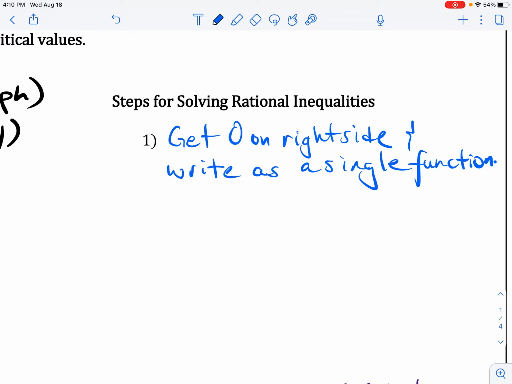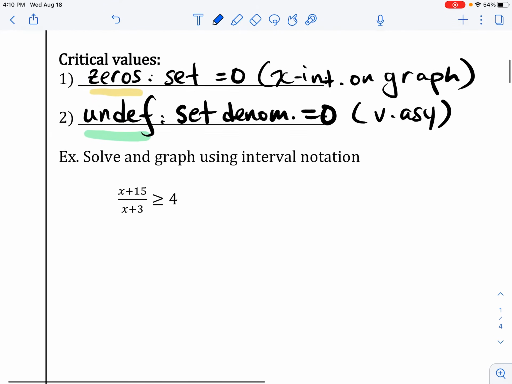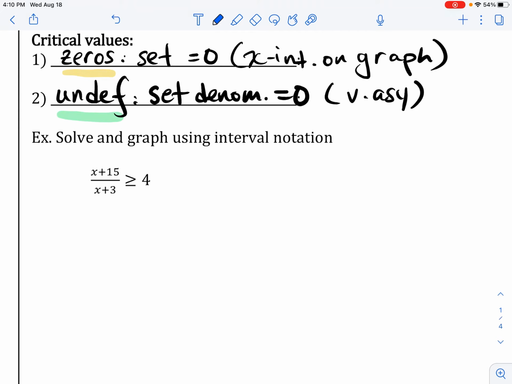I'm going to take this inequality and say, all right, x plus 15 over x plus 3. And I'm going to move that 4 that's on the right-hand side over here and set this greater than or equal to 0. Now, in order for me to express this as a single fraction, I'm going to need to combine these. And so I need to have the same denominator for this term. So I'm going to multiply this by the same denominator over the same denominator. Now I can actually subtract these.